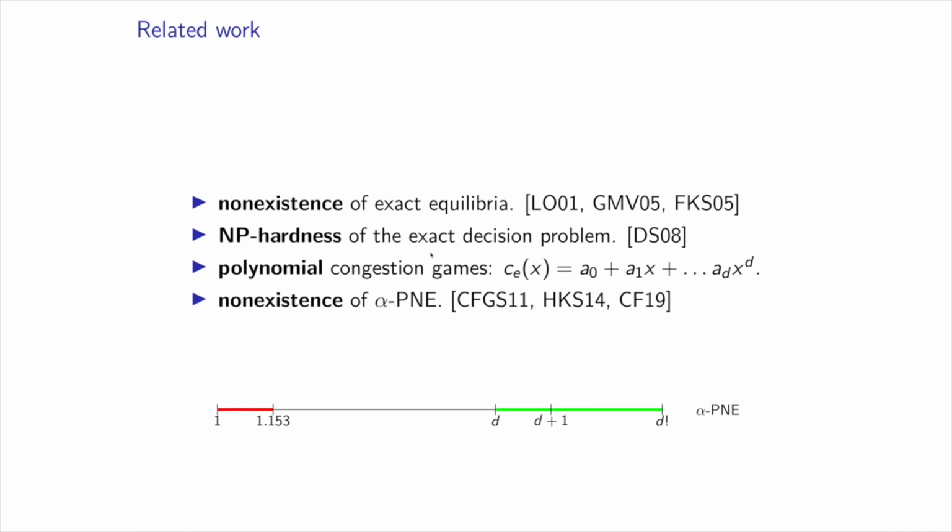An interesting case is that of congestion games with polynomial cost functions. That is to say, the latency of an edge is a polynomial of degree up to d. For polynomial games, we know that alpha PNE exists, where alpha is d factorial due to the work of Clara et al. This was later improved, and now we know that d approximate equilibria always exist. On the other hand, Hansknecht et al. gave a lower bound and proved that 1.153 approximate equilibria are not guaranteed to exist in polynomial congestion games.